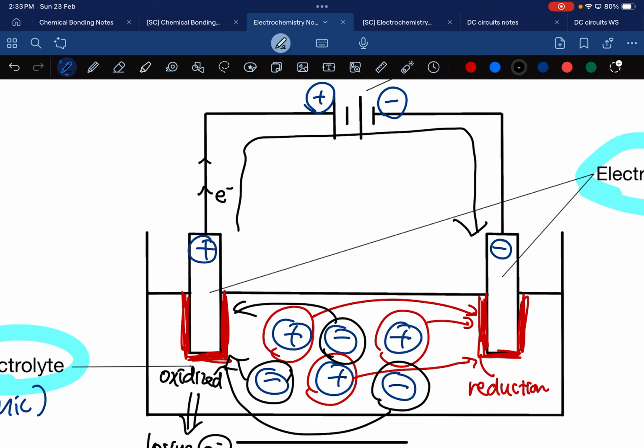What's happening here? Reduction, right? All your cations will come here and accept the electrons that have arrived from him. Understand the thing? Okay, it's a whole process. So your anions go to the positive electrode. Then they lose electrons. Your electrons flow through the wire, come here where your cations are eagerly waiting to gain electrons and get reduced. Clear?